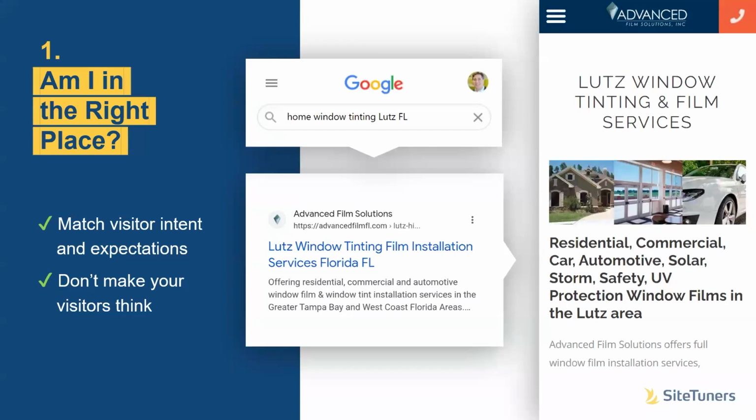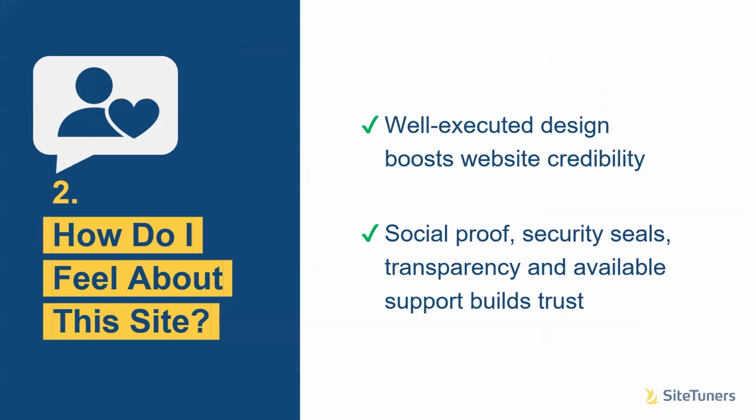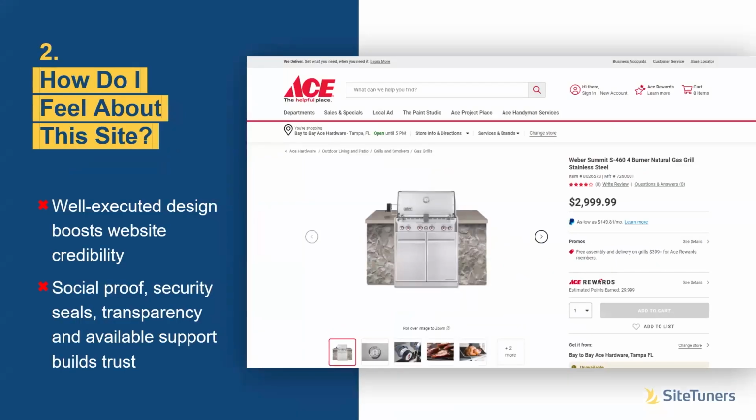Don't make people think. How do I feel about this site? Well, if it looks modern and it's well executed, I'm going to feel good. If it looks like it was built when the internet first was invented, then it's not going to look so good. And there's obviously a wide range in there. And we want to have social proof and transparency and security, all of those things. So with that in mind, if we look at this, this fails.